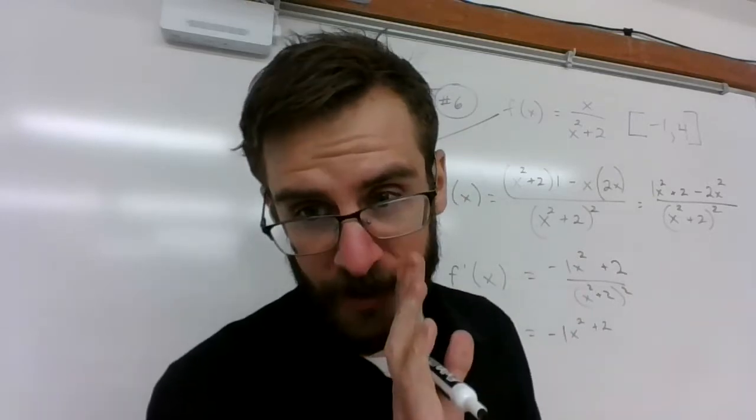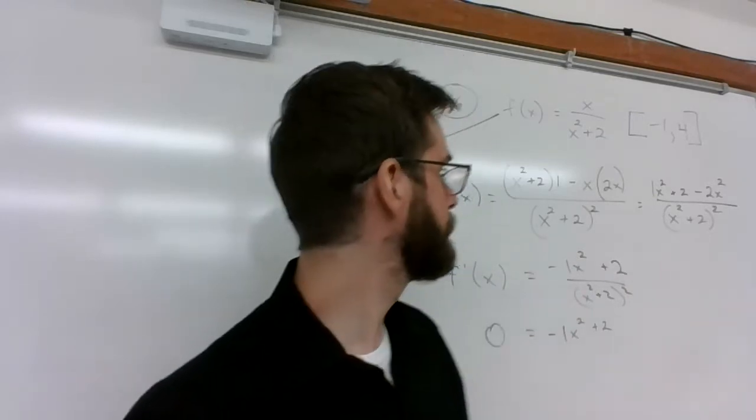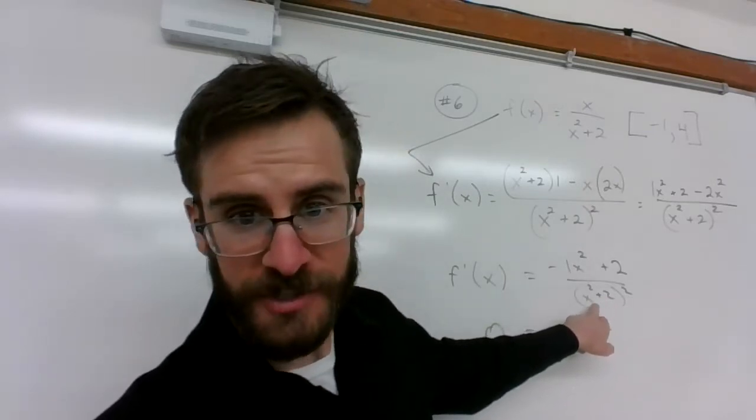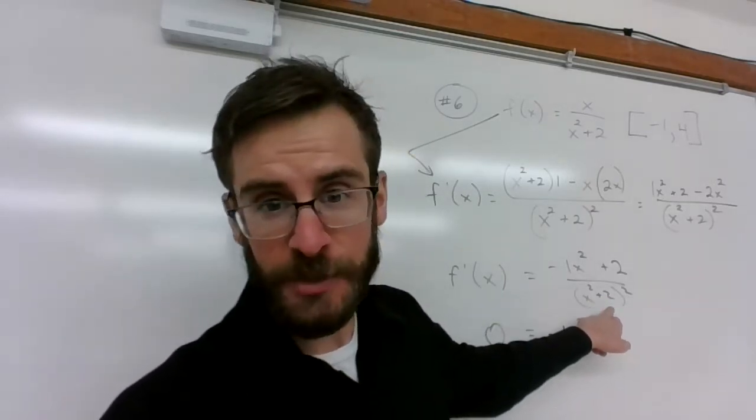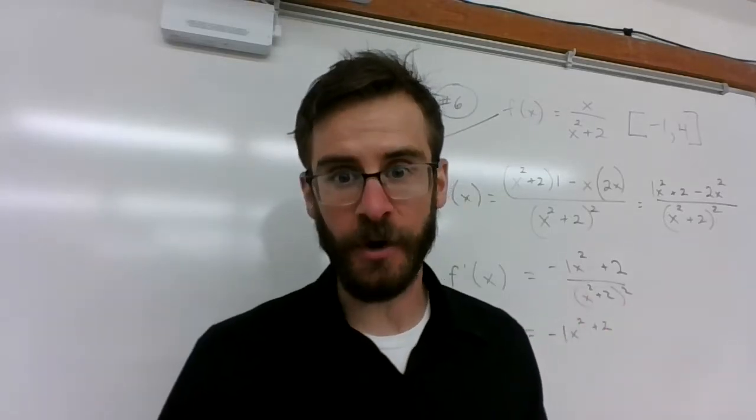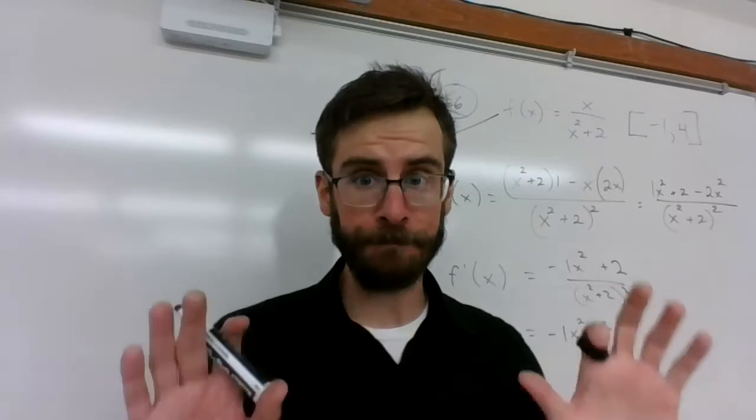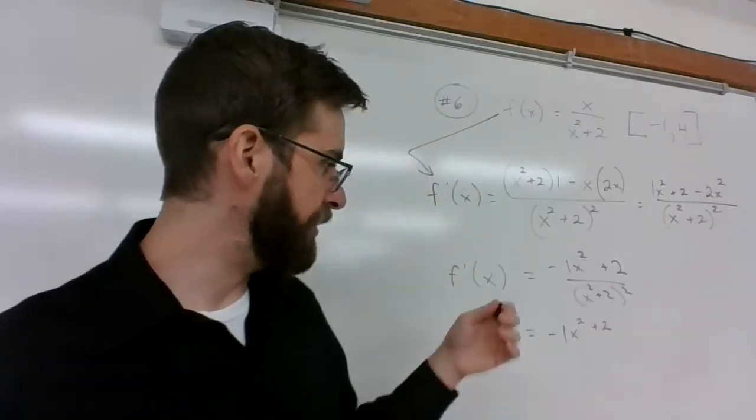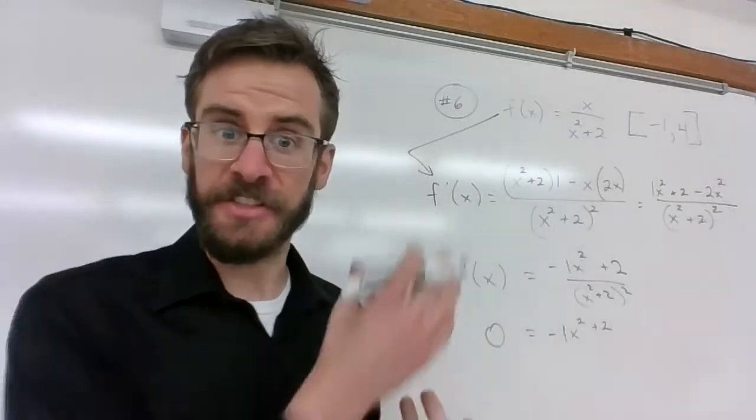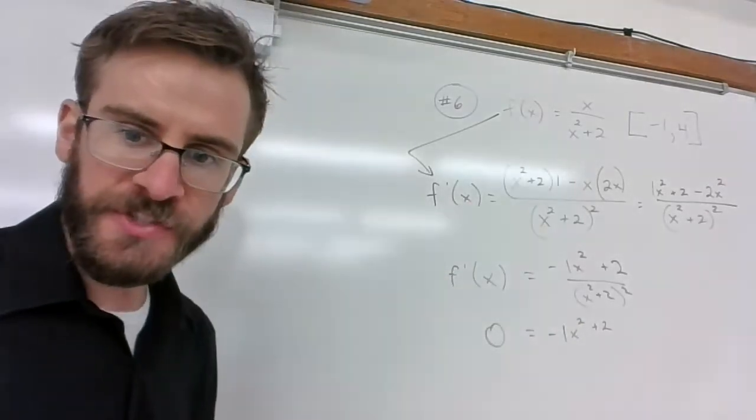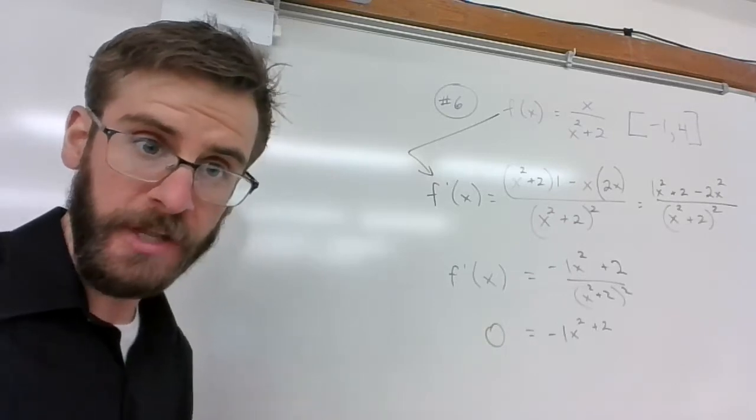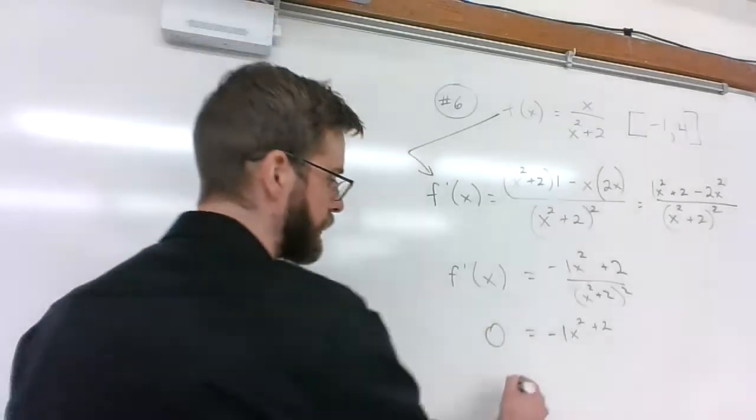By the way, the bottom equaling 0 can't happen because the inside's positive. Square something, it's positive. Add 2 to it, it's positive. So it's kind of hard for that to equal 0 at any point. At any rate, this is the only logical critical number that you need to actually do. Set the top equal to 0. When you solve it, add 1x squared to both sides, square root it. You get plus or minus root 2.